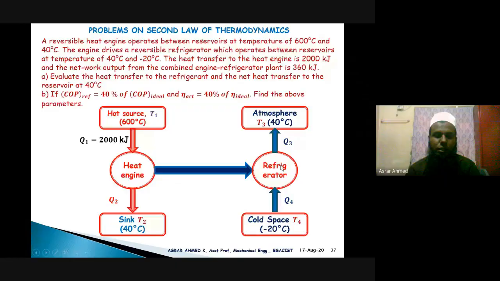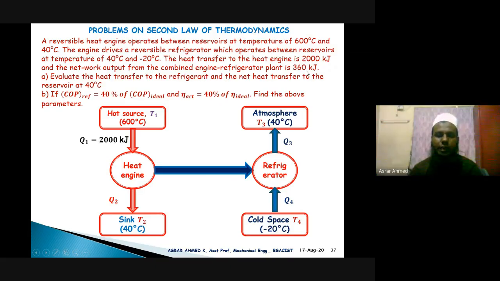supplied. So what is the remaining? The 60 kilojoule is the net work output which is coming out of these two plants. After being produced and then expended, it is as if you are earning 100 rupees and expending 40 rupees. So what is the balance? The net balance is 60 rupees, like that. So now it says that the net work output from the combined engine refrigerator plant is 360 kilojoule.